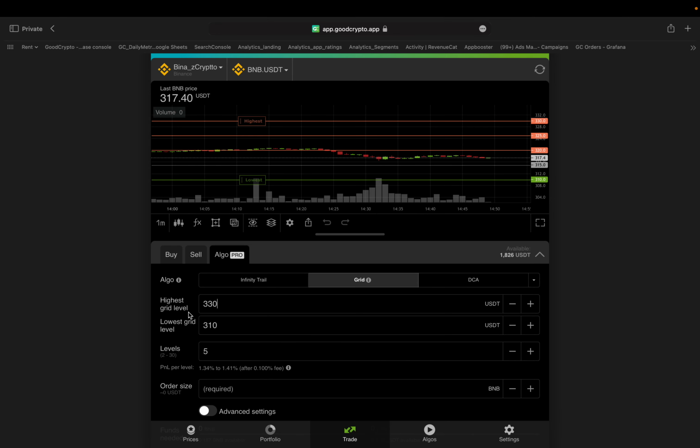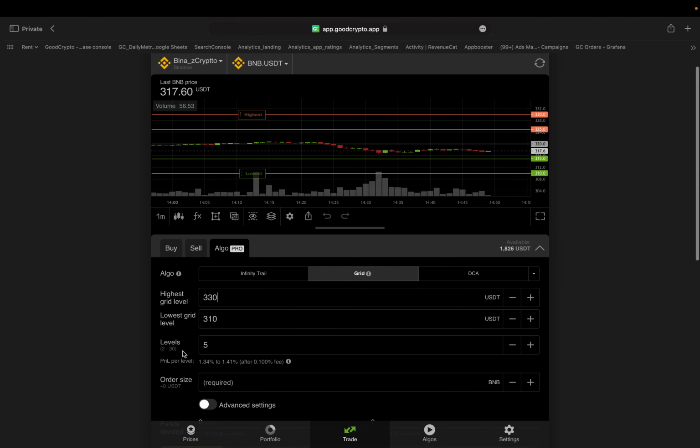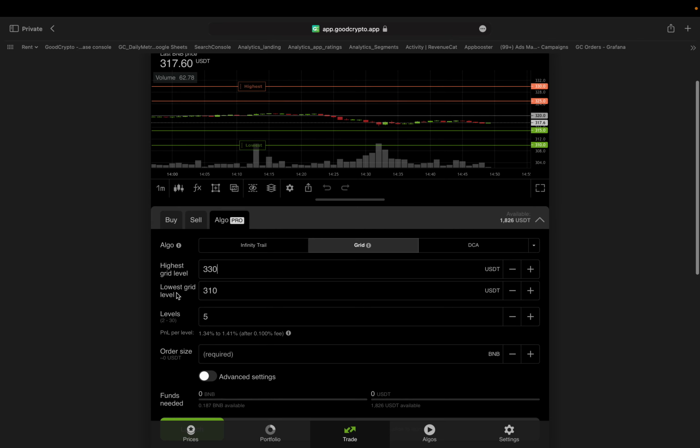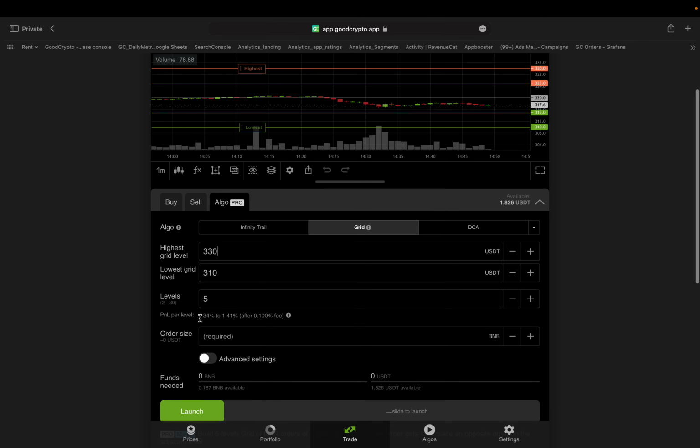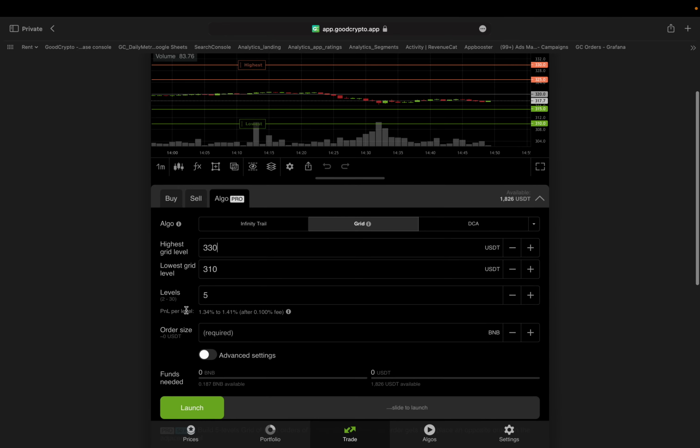Okay, anyways, as I said before, I'll dive deeper into trade-offs of choosing the right grid range, highest and lowest grid levels, and the number of levels in separate videos. Now we're staying with the basics, so we've covered those three settings. Let's look at this one once again, the PNL per level. I've partially covered it already, but let's dive a bit deeper.